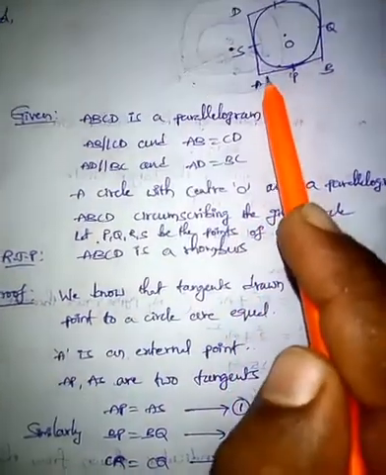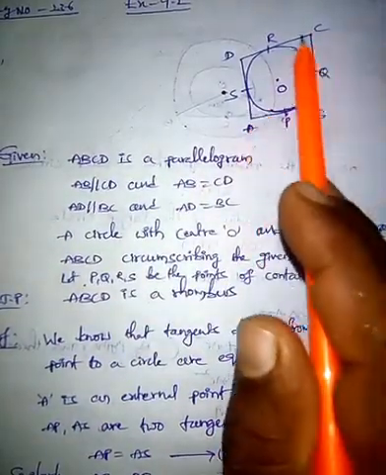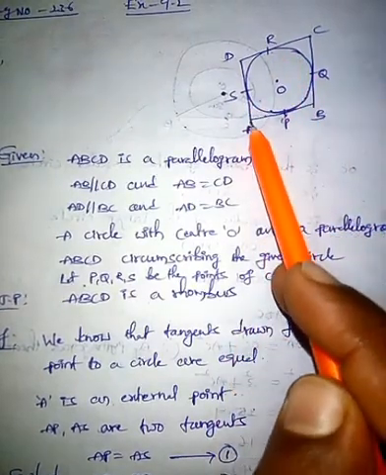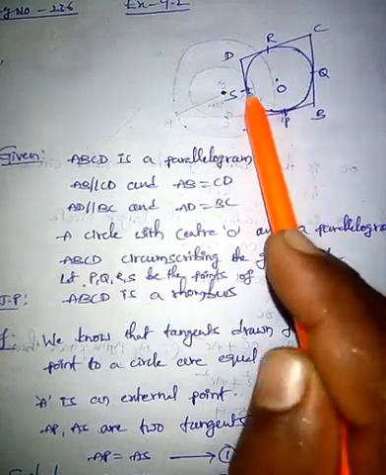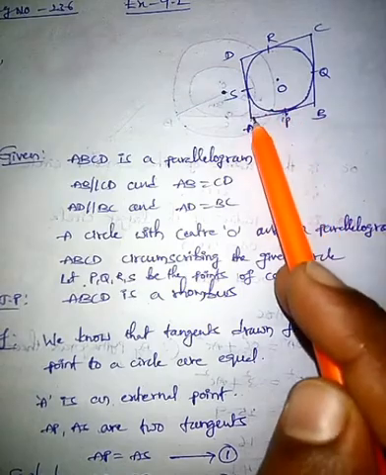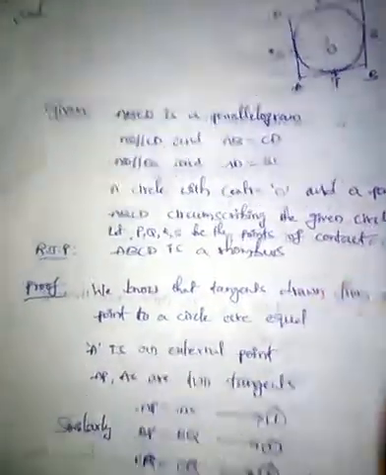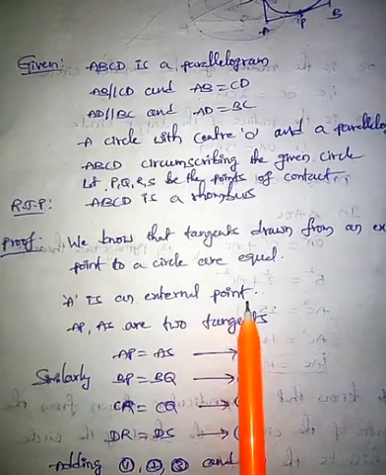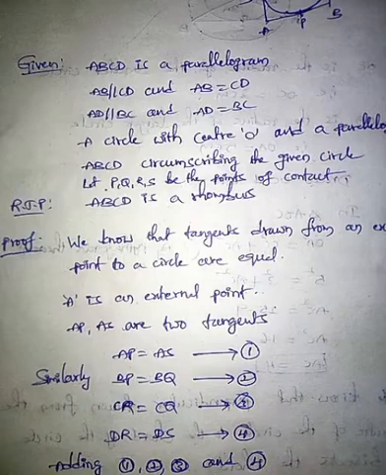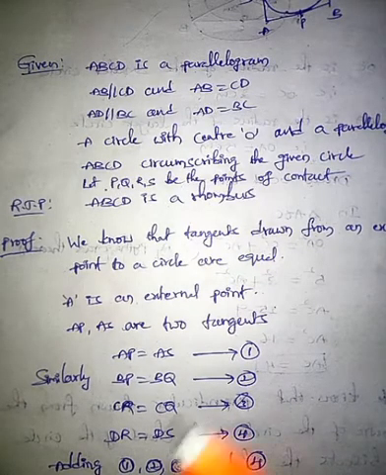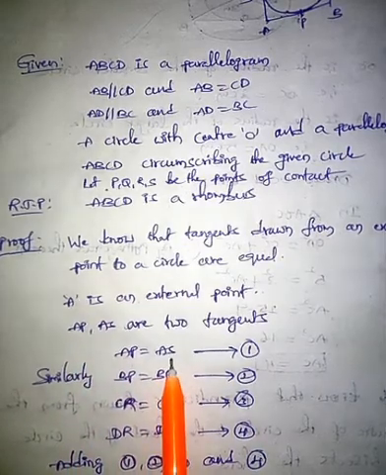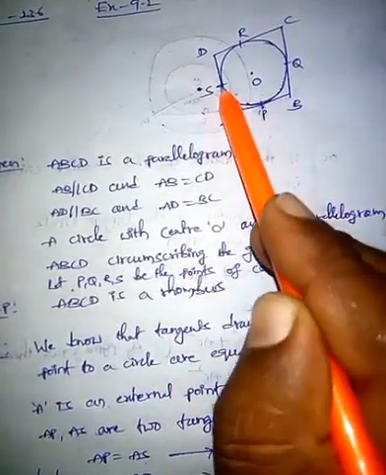So here in the problem, A is the external point, O is the center of the circle, and AP and AS are two tangents which are drawn from the external point A to this circle. According to this concept, two tangents are equal because they are drawn from the external point A to that circle. Therefore, AP equal to AS. So that is AP equal to AS.